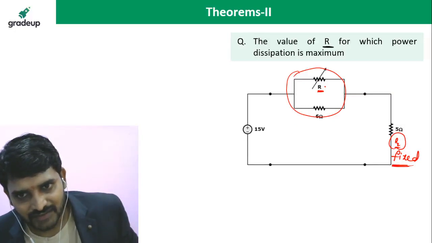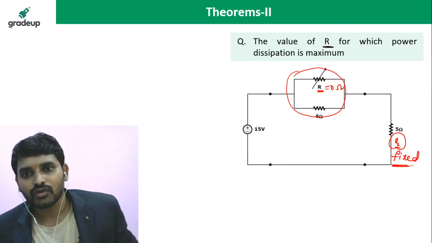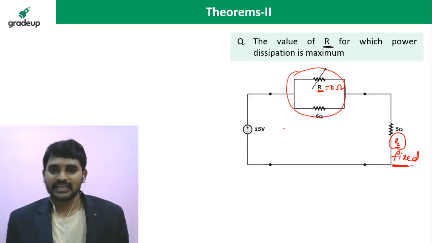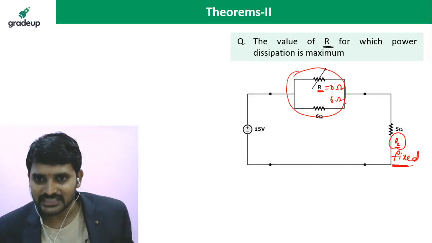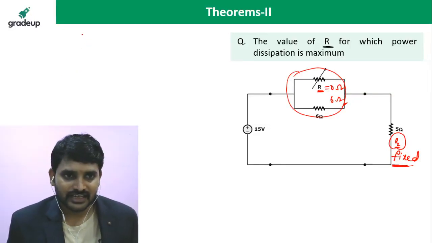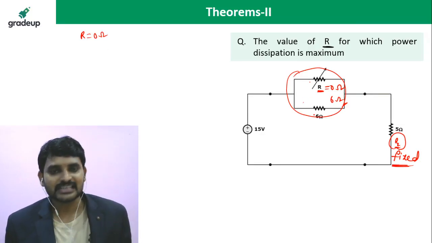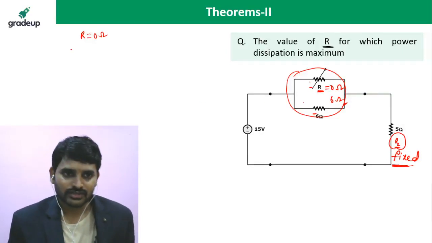So what should be the value of this resistance? If you keep 0 ohms, observe what is the power. If you put 6 ohms, observe what is the power. Okay, I'm going with 0 ohms. If R is equal to 0 ohms, what is the equivalent resistance, sir? 0 and 6 are in parallel, so it will be 0. So the equivalent resistance will be 0 ohms in that path.